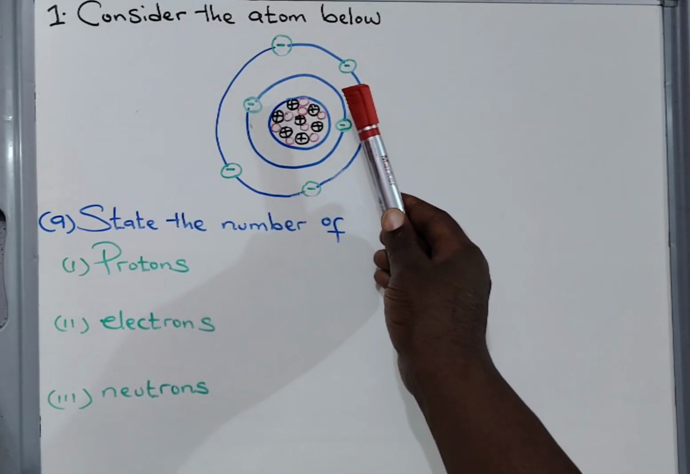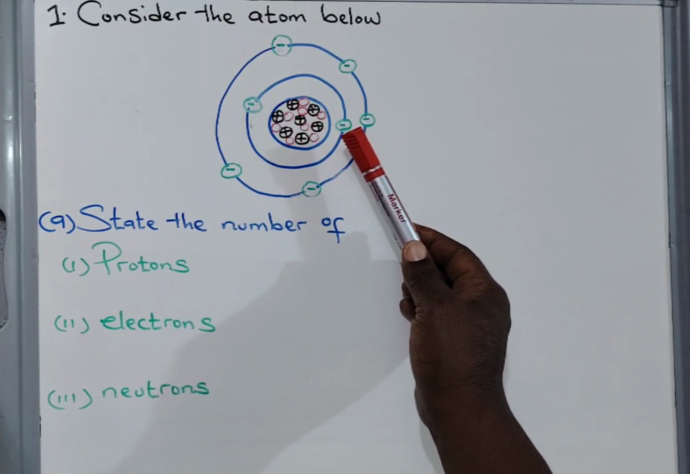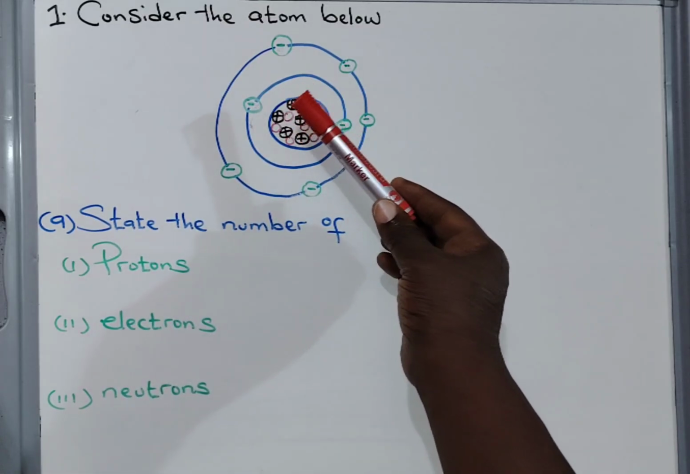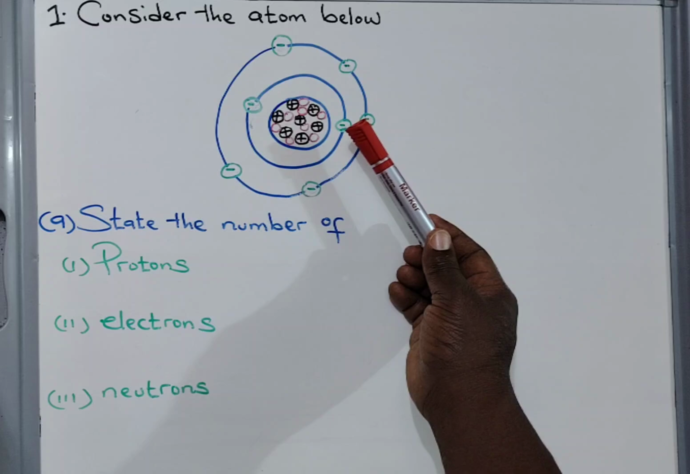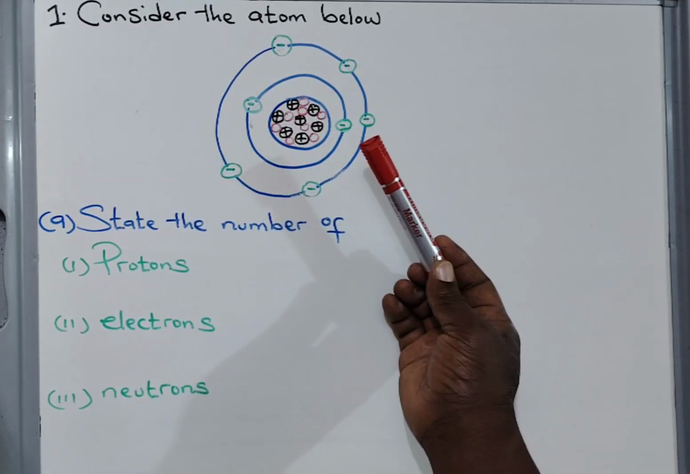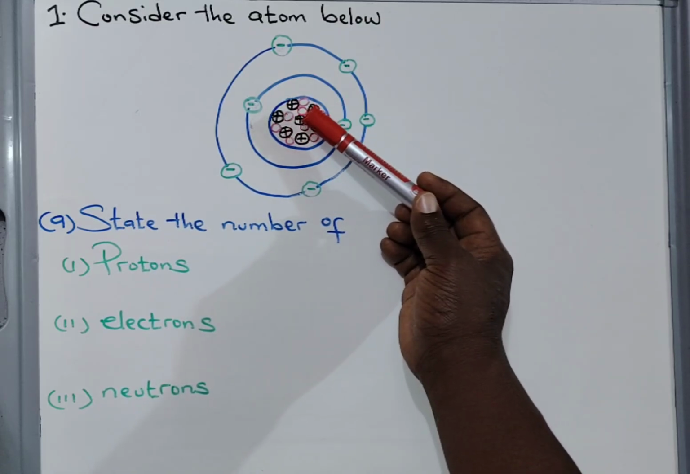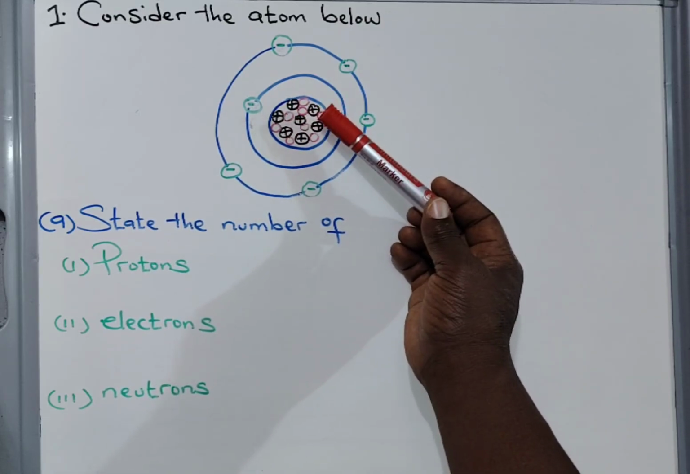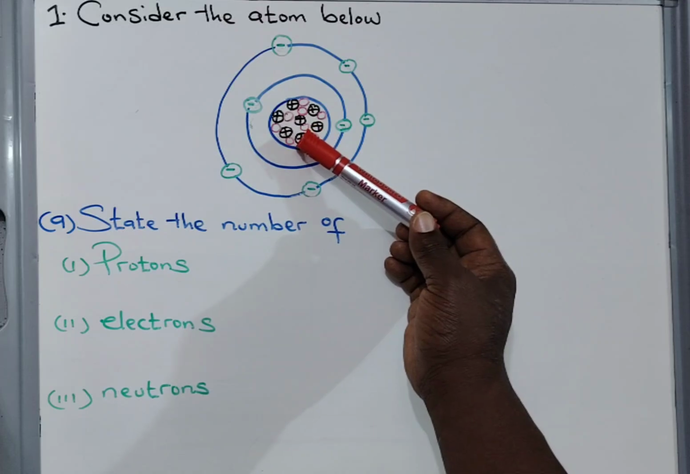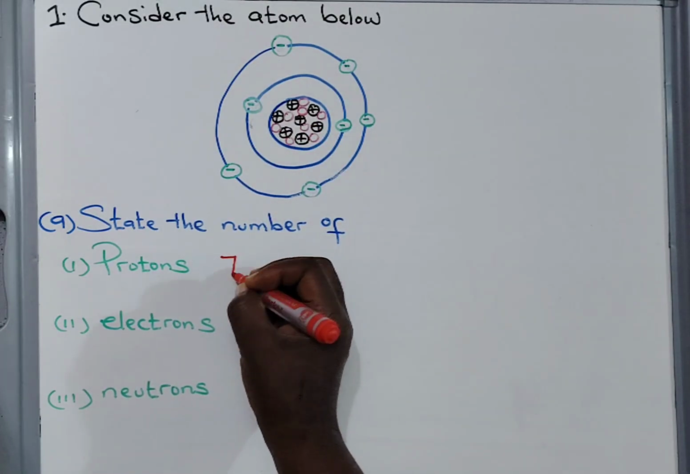You have to know that protons are found inside the nucleus and they are positively charged. So what do you do? You look inside the nucleus and you do the count. We have 1, 2, 3, 4, 5, 6, 7. So what is the number? 7.